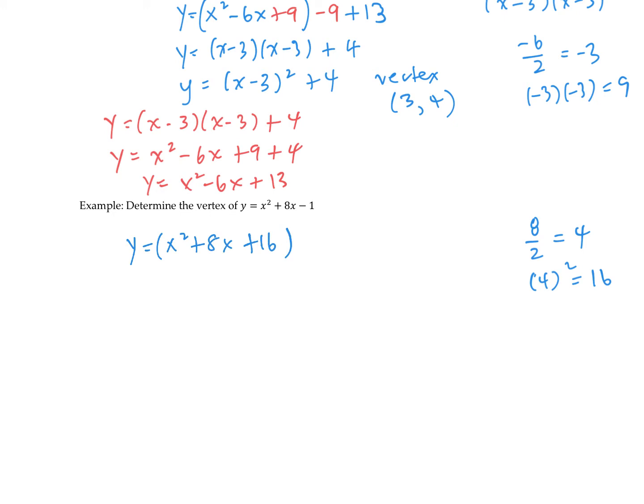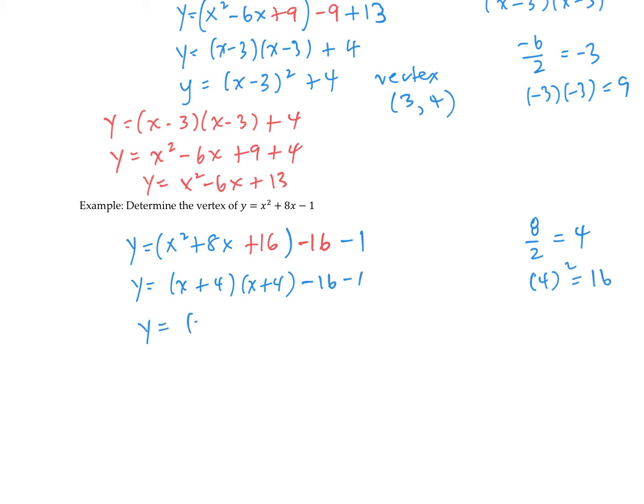Let's do it in a different color. So 16 would make it a perfect square, because when I factor, I would get x plus 4s. So I can write it as a square. So half of 8 is 4, square it, and it's 16. Whatever you add, you have to subtract. And then we had a minus 1 already there.